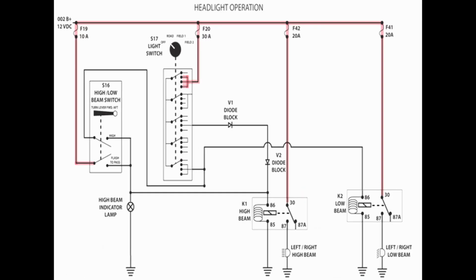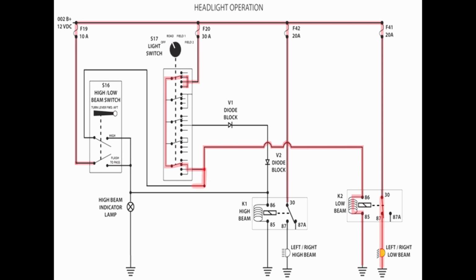Let's start by moving the rotary switch from the off position to the first detent, which is the road position. As you can see, all of the contacts in the switch will move one position. Current available at the top set of contacts will now flow through the switch and down to the bottom set of contacts and out to the K2 low beam relay coil. The coil will pull in the contacts and current will flow to ground through the left and right low beam lights. Due to the arrangement of the top set of contacts and the bottom set of contacts in the switch, the low beam lights will be on whenever the switch is out of the off position.